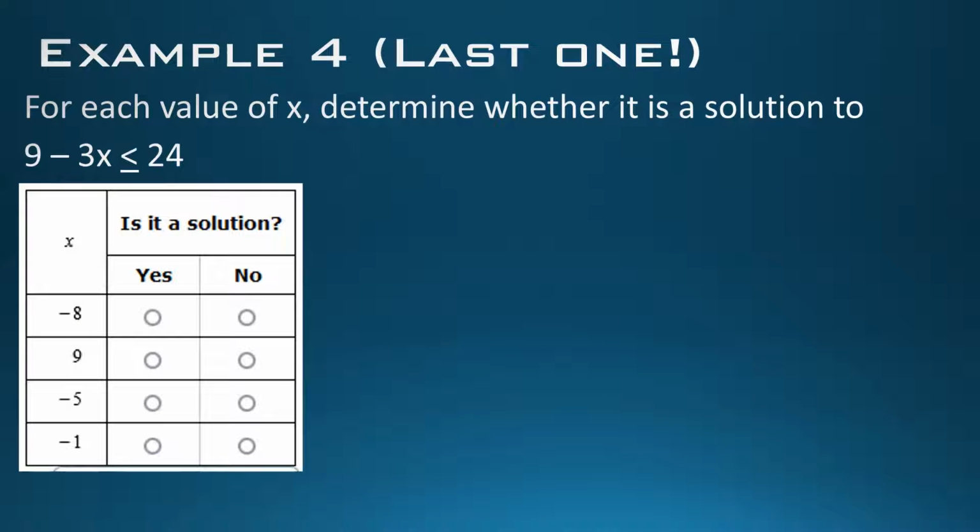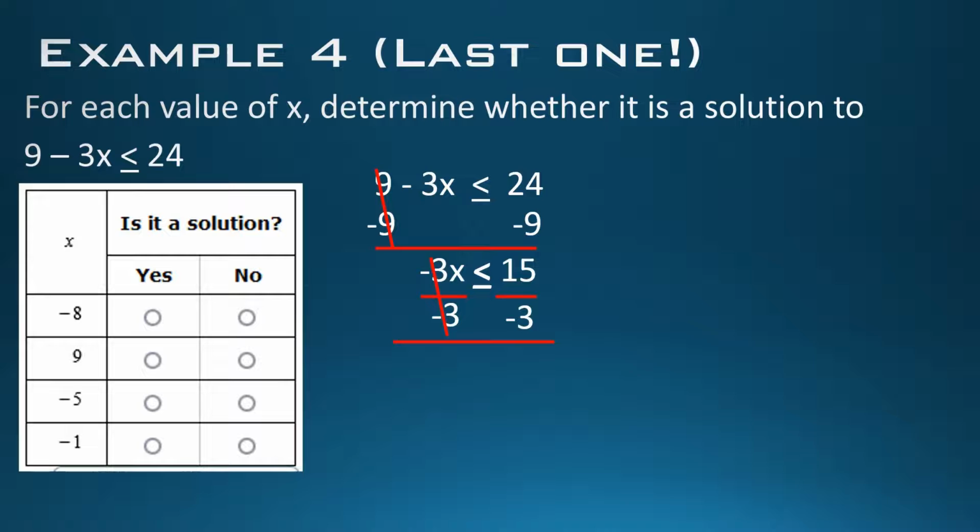Alright guys, let's look at example number 4 now. Now this is a special one and I saved it to last because I wanted to make sure I made the point clear. For each value of x, determine whether it's a solution to 9 minus 3x less than or equal to 24. So again, we're going to want to solve this one all the way out so we can get a good picture of what we're looking at. So first thing we're going to have to do is subtract 9 from both sides. That's going to leave us with negative 3x is less than or equal to 15. Then we have to divide by the coefficient of the variable, which is negative 3, so that we can get the x all by itself.